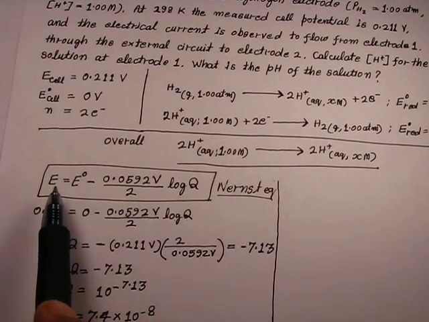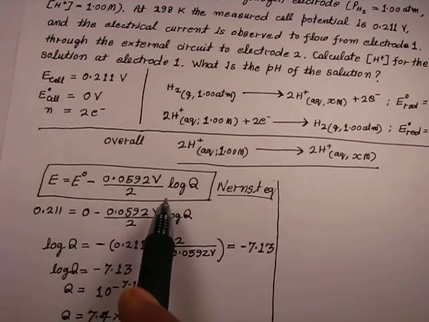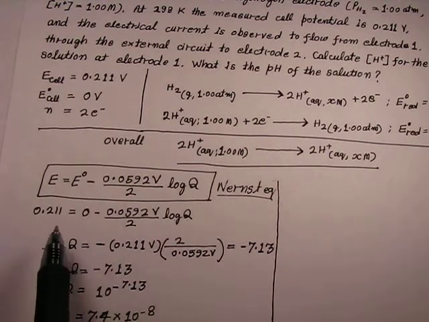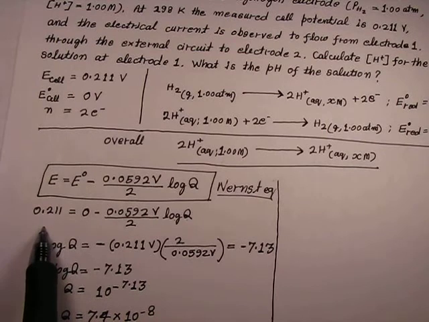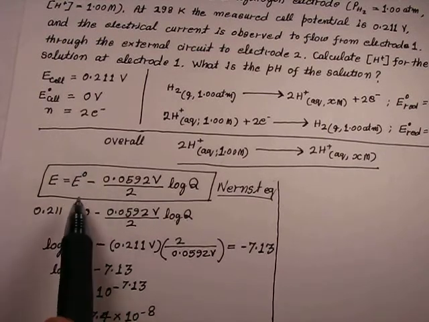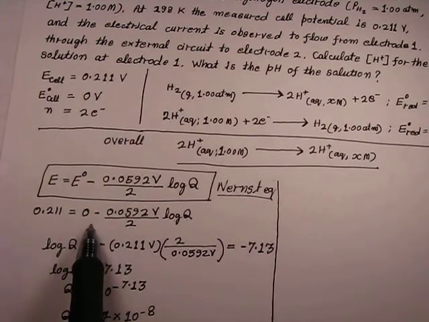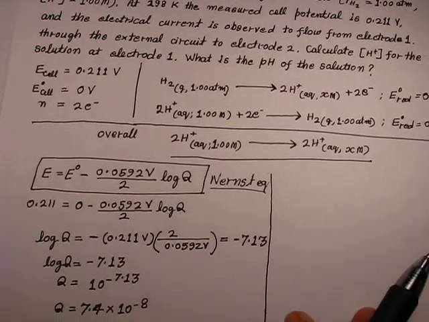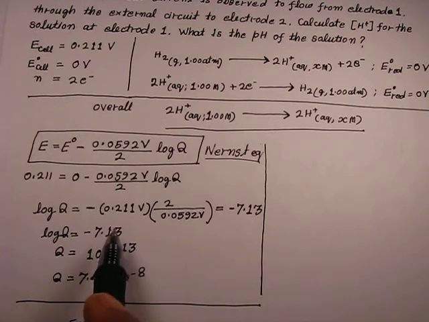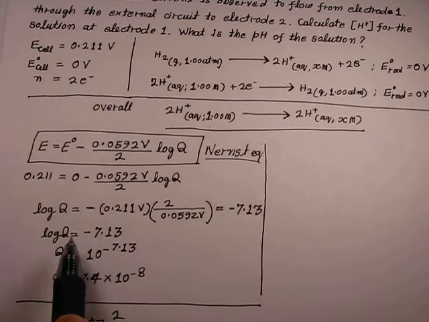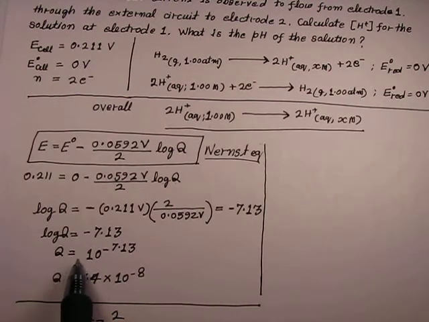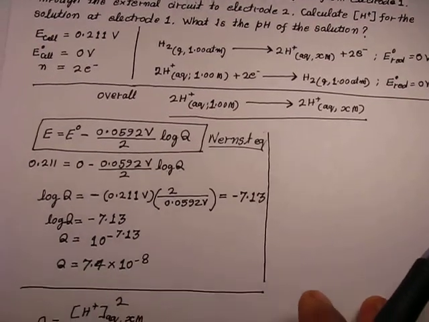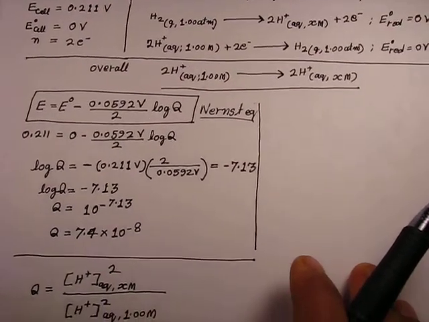and here we are going to use the Nernst equation again to calculate Q. So the E cell value is given, the standard cell potential is given, and then log Q. We can calculate log Q using this math, and then Q will be the anti-log, and Q will be 7.4 times 10 to the minus 8.